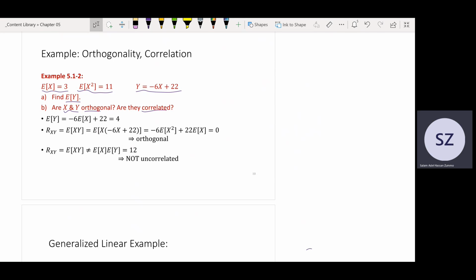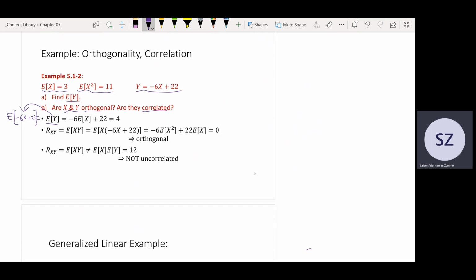Substitute, exactly. So basically, we substitute the expected value of y. We just put what y is. So instead, we write this as the expected value of minus 6x plus 22. So we substitute with what y is. Okay? And then anything that is constant, we get out of the equation.